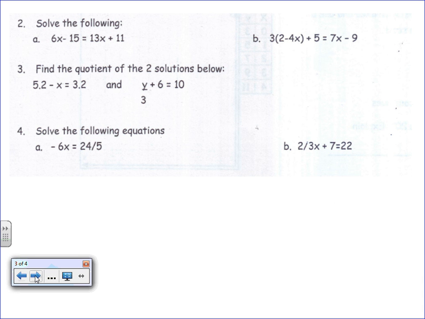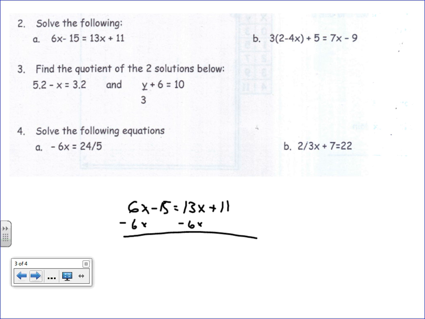All right, solve the following equations for x. Remember, when you're solving for x, you got to get your numbers on one side, variables on the other. I just wanted to put one of these in there. 6x minus 15 equals 13x plus 11. Certainly, you don't have to do all this in one step. It might be quickest for you to subtract 6x from both sides. That cancels out. So negative 15 equals 7x plus 11. Subtract 11. So x equals negative 26/7.